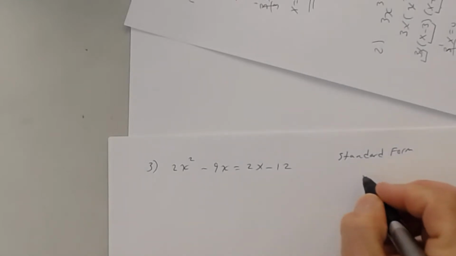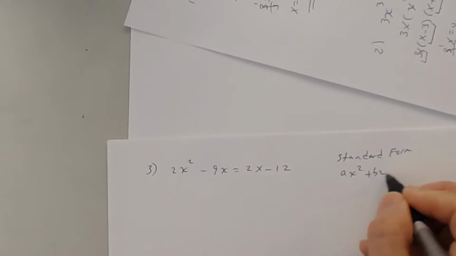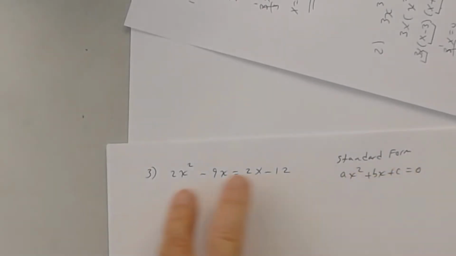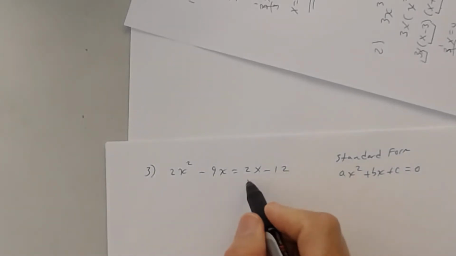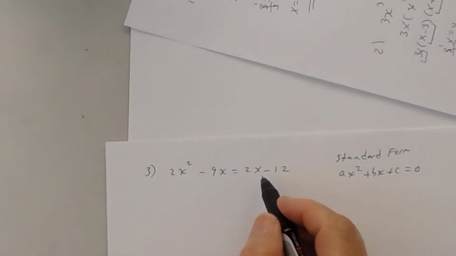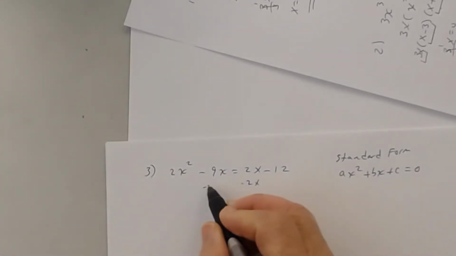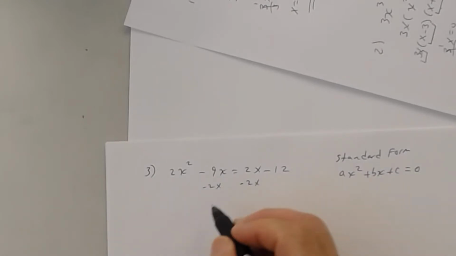And so standard form for a quadratic equation looks like this: ax squared plus bx plus c equals 0. So is this equation in standard form? No. So I've got to bring these two terms that are on the right-hand side to the left-hand side. I'm going to do it in steps. Most of you can just, in your mind, know what it looks like. But I'm going to subtract 2x from both sides. Adding 2x is not going to help me, so I need to subtract 2x.